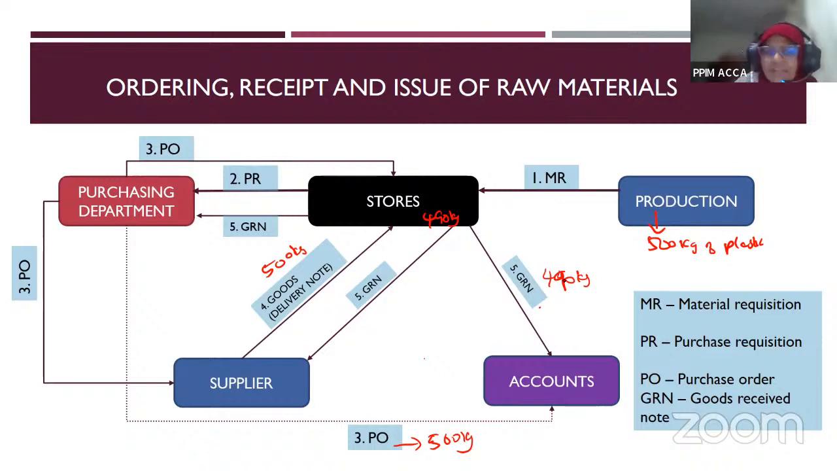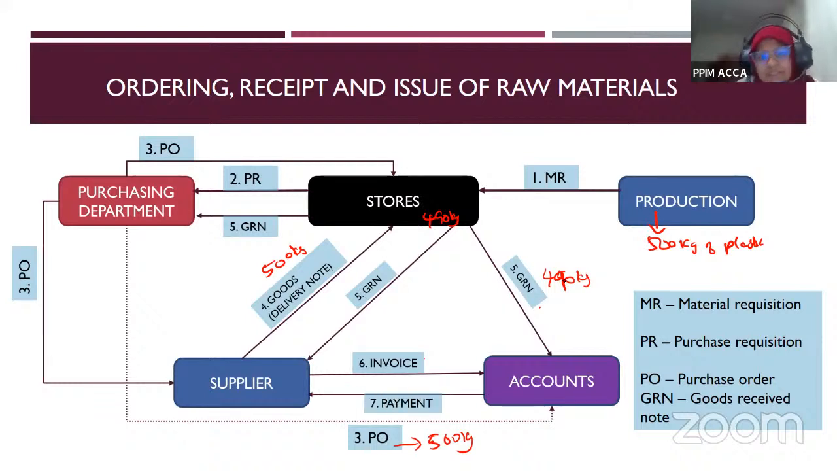Once that's done, if the supplier is fine, he says, yeah, it was a mistake, we only sent 490. He will send you an invoice for the 490 kilos. If the invoice is matching with the goods received note and the PO, then the accounts will release the payment to the supplier. And meanwhile, from the stores, they send the goods to production and they can start whatever work they have with that 500 kilos of plastic.